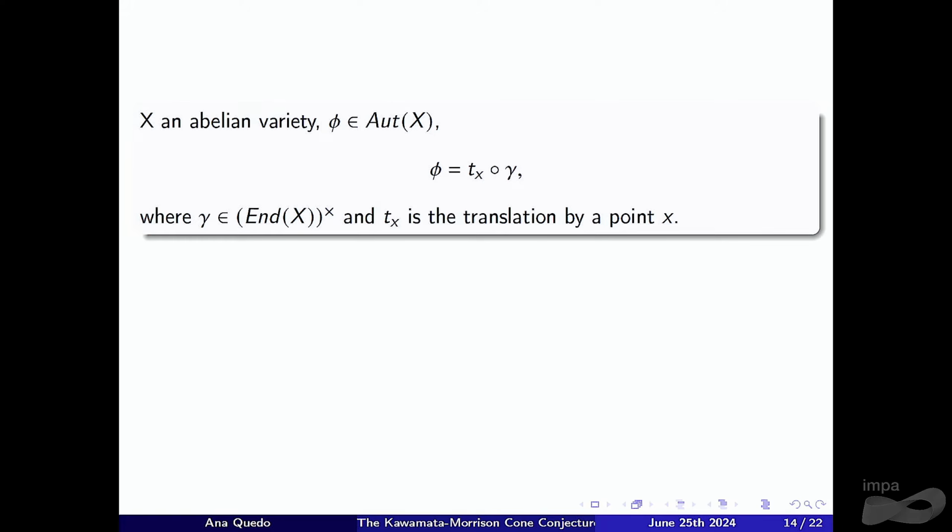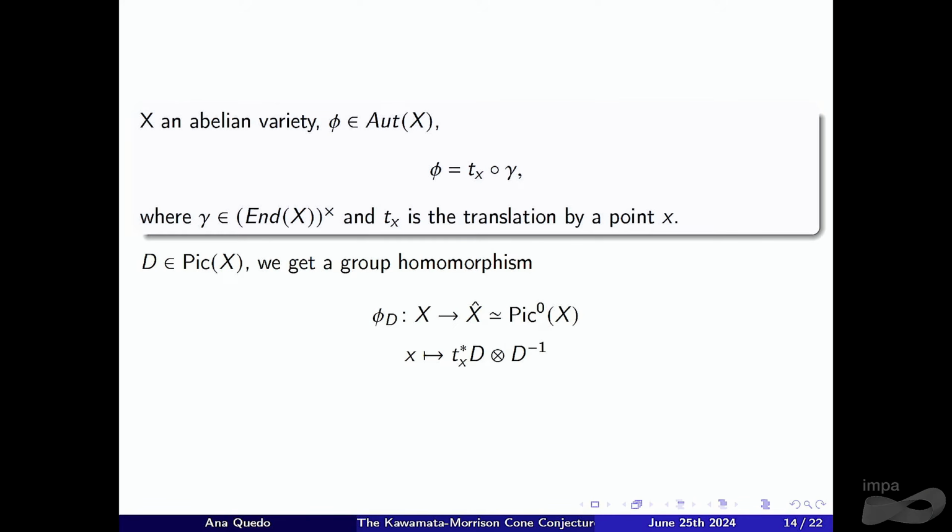And how are we going to do that? I will first recall some things about abelian varieties. An automorphism of an abelian variety can be written as a composition of a translation and an invertible endomorphism of the abelian variety. An endomorphism of the abelian variety is a holomorphic map that preserves the group structure.